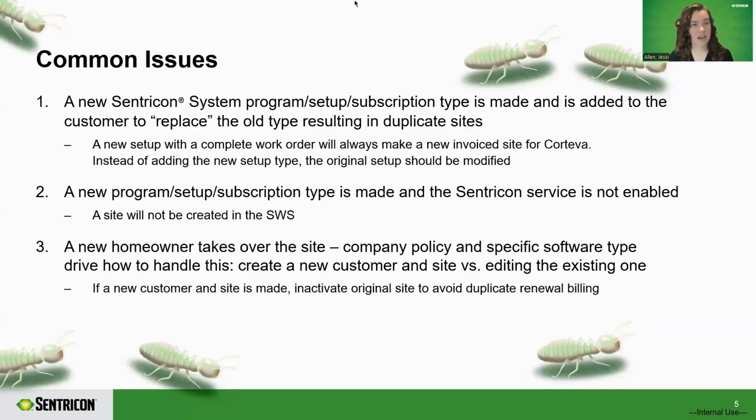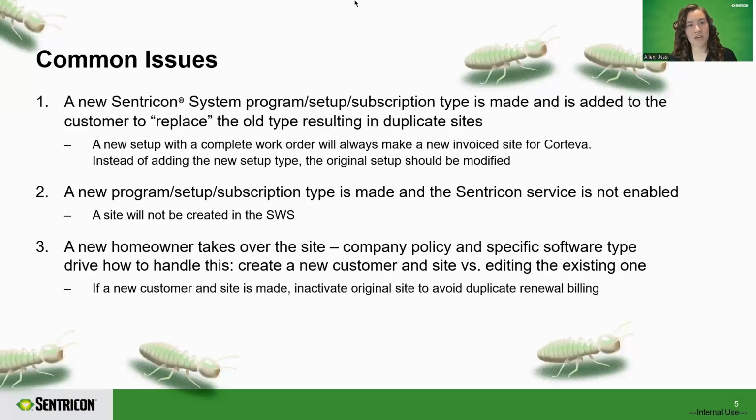Our system can't tell if you were just trying to replace an old site. Anytime a new program is set up, it will make a new site in the Sentricon invoicing page as an install. And when a work order is completed on this new site, we will think that is an install. And so anytime that happens, you will be billed an invoice for an install on your invoice.